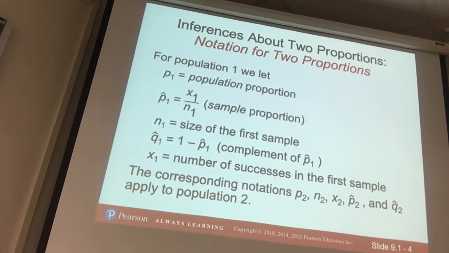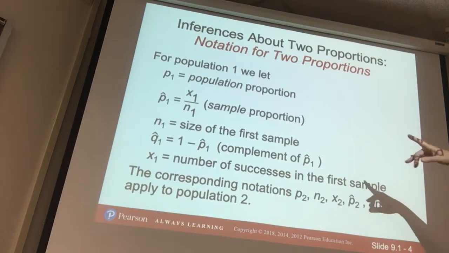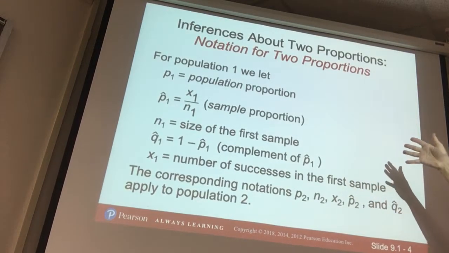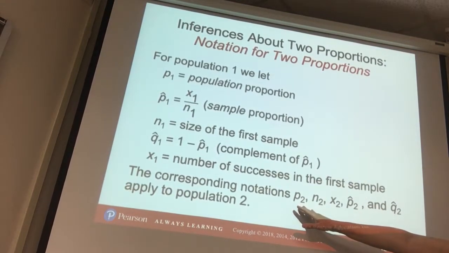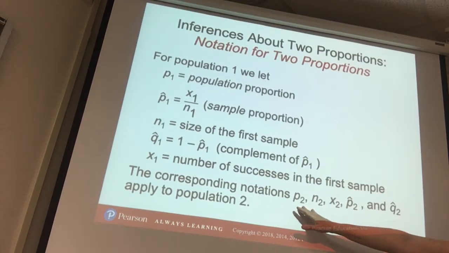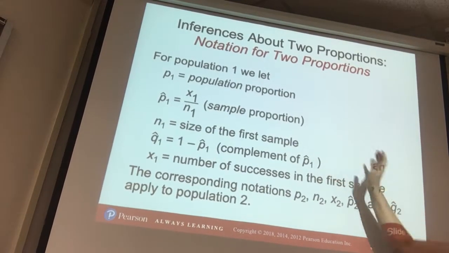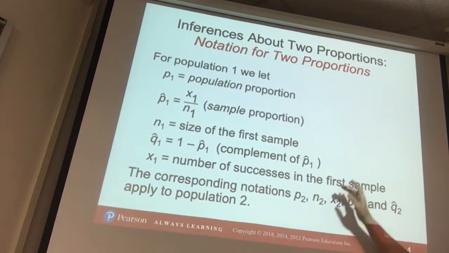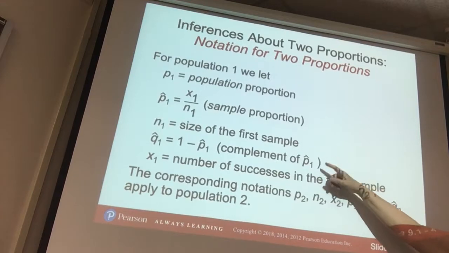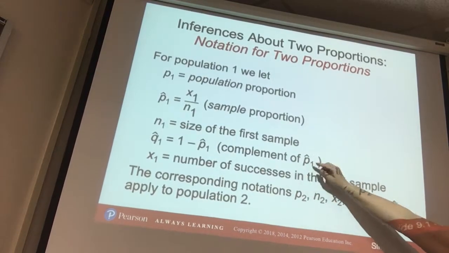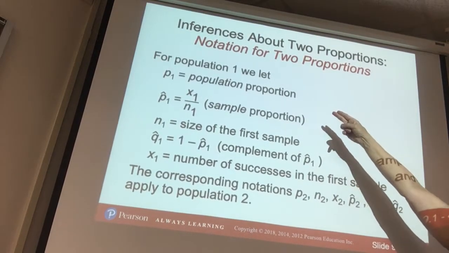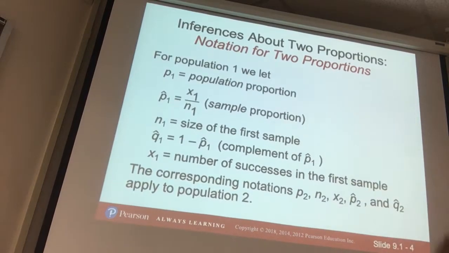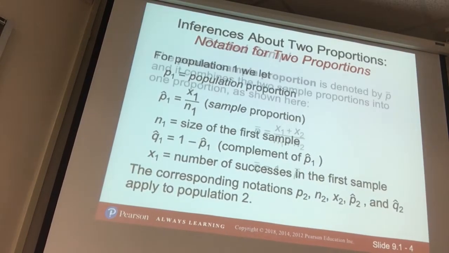Now this one is right in your book. This is our notation about proportions. P1 is going to be the population proportion from the first population, and then we're going to have a corresponding P2, the population proportion from the second population. N1 is the first sample size and N2 is the second sample size. And then Q1 hat is going to be 1 minus P1 hat. So basically we've got the true population proportion and then the sample proportion for both. Those are just the terminologies there.